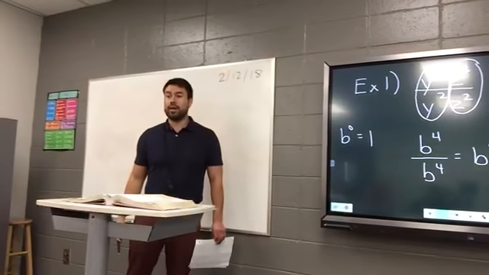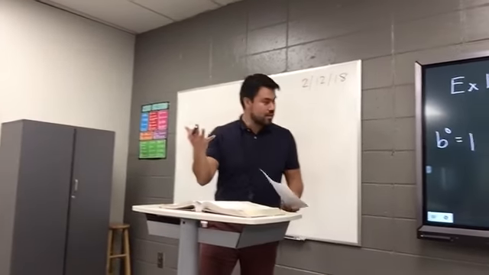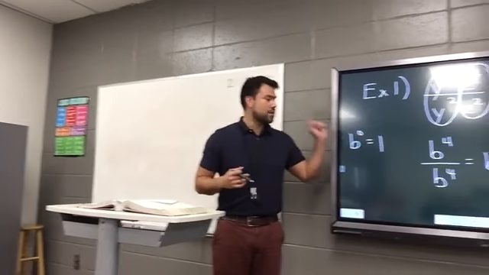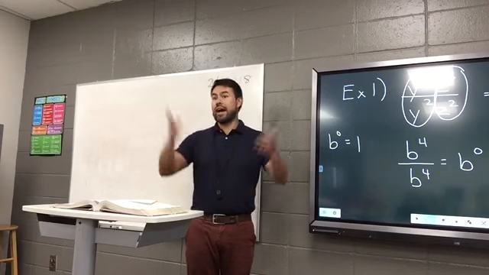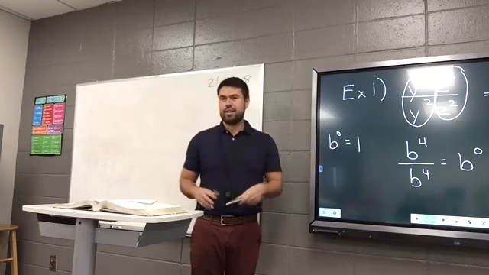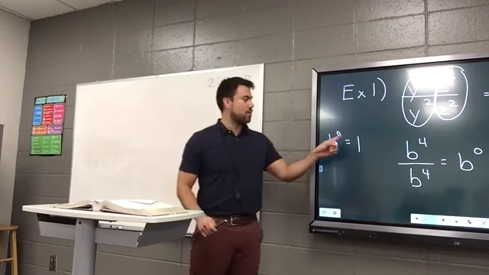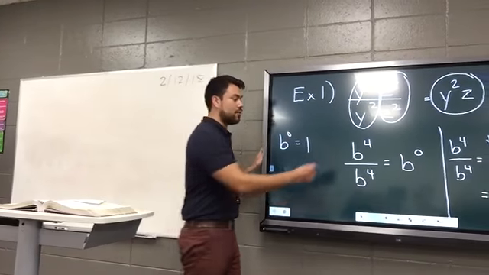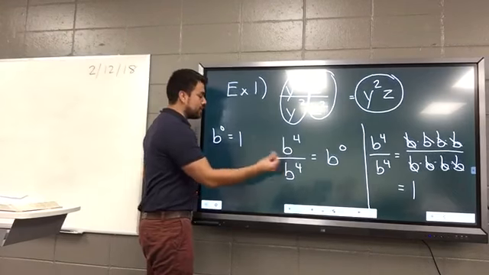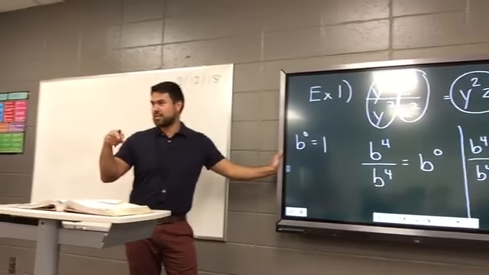It's worth 1. If you know what b is, you raise it to the 0 power, it's going to be 1. So 5 to the 0, 1. 100 to the 0 power, 1. Because if you put 100 here and here, they're going to be the same thing. And there's another reason why it's 1.